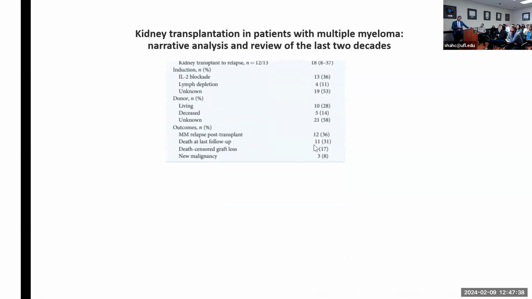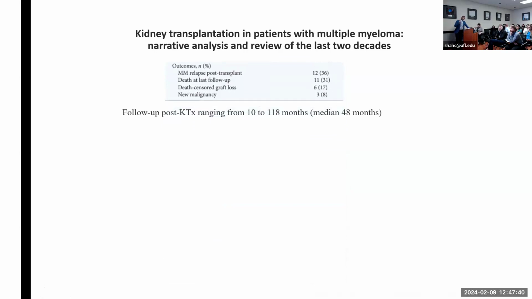If you look at the outcomes of these patients, they were followed for a median of 48 months, with varying degrees of follow-up in different cases. Multiple myeloma relapsed in almost a third of the patients in this follow-up: 12 patients out of 36 had relapse of multiple myeloma.